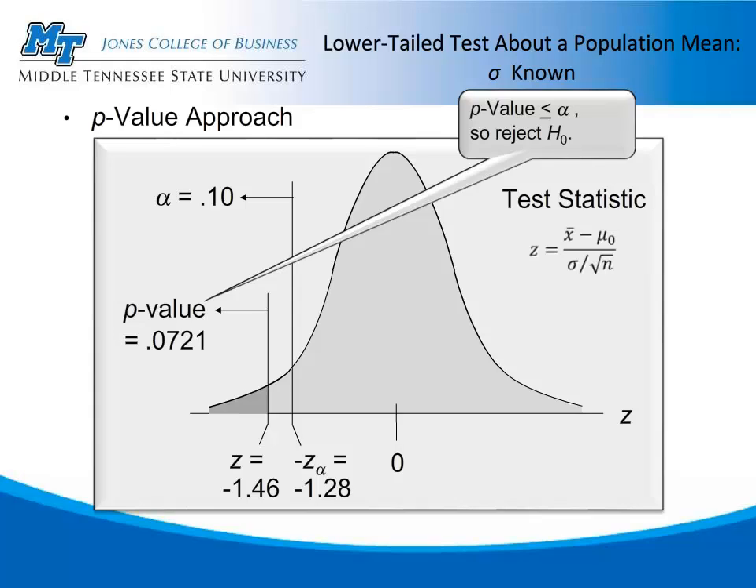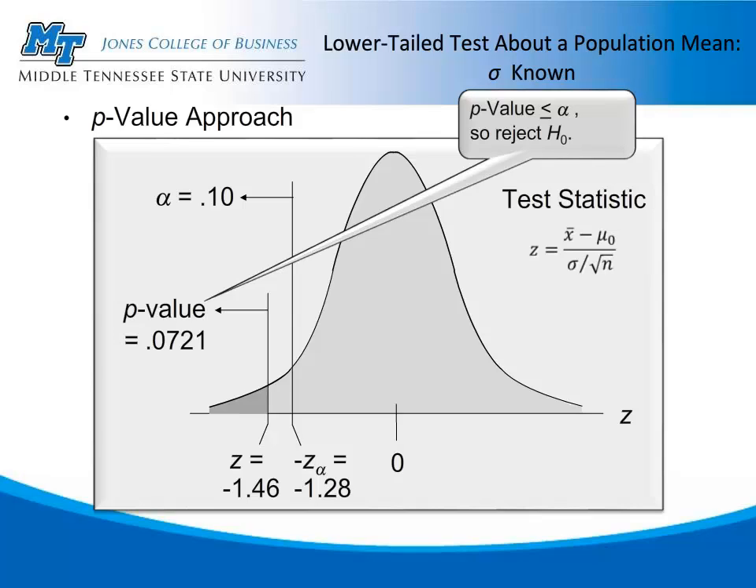But if you looked it up in the table, you would get 0.0721. Now for this particular illustration, right up above the p-value, it shows you that alpha is 10%. You do the comparison between the p-value and alpha. If the p-value is less than or equal to alpha, that's the condition that tells you to reject the null. So in this case, you're going to reject the null.